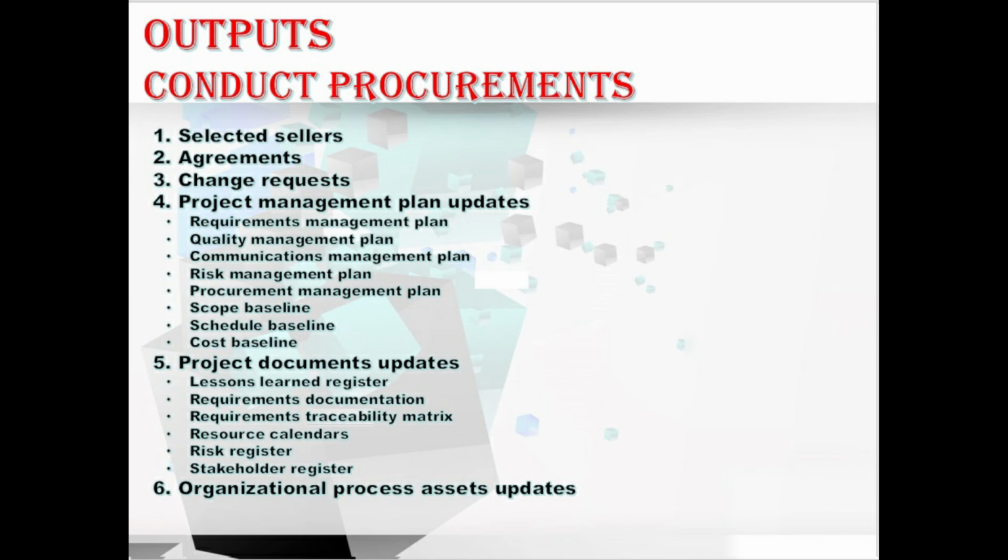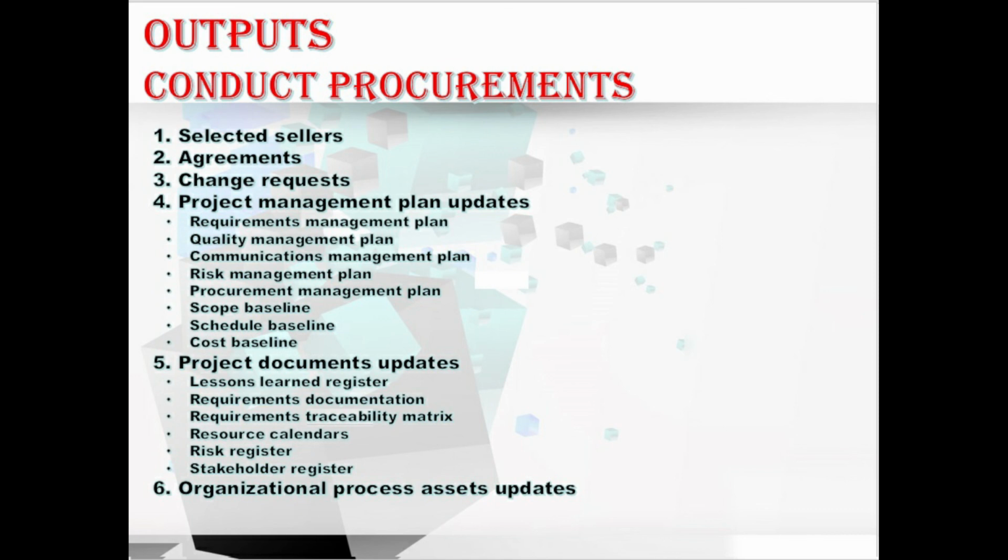Moving to the requirements traceability matrix. In this output, as the sellers are incorporated into the project's plan, the requirements register and the traceability matrix may change depending on the capabilities of the specified seller. Hope you understood about this requirements traceability matrix. Moving to the resource calendars. In this, the scheduled resource calendars may need to be updated depending on the availability of the sellers. This is so simple about the resource calendars.